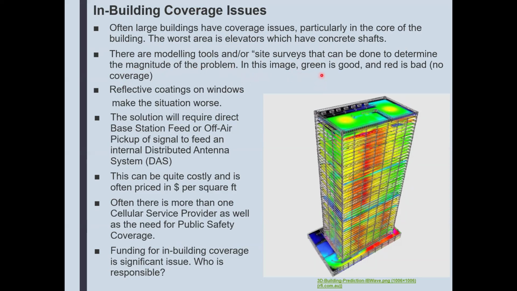In this image, green is good and red is bad. No coverage, red. So green is good. That's modeling software for wireless signal coverage. Notice towards the middle of the building, that could be the elevator shafts here. Could be two elevators, one elevator, one elevator. Reflective coatings on windows make the situation worse.